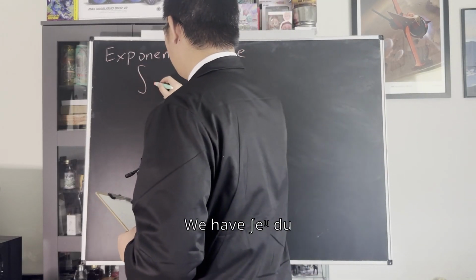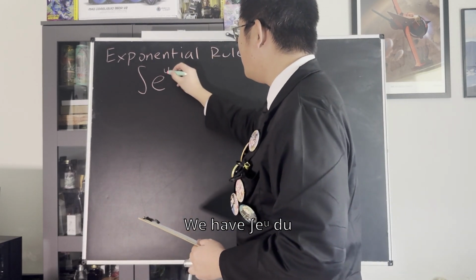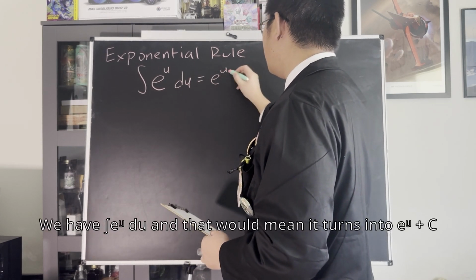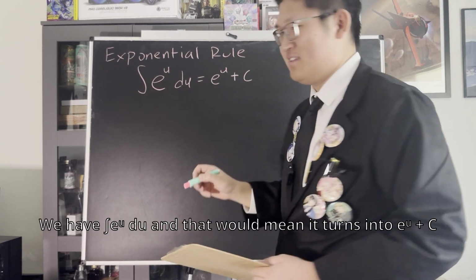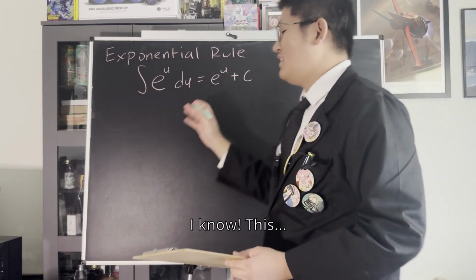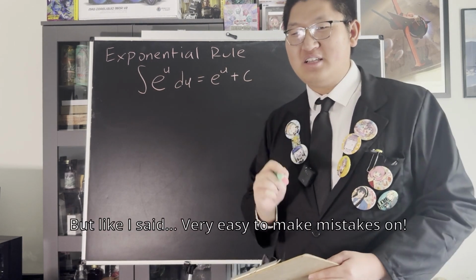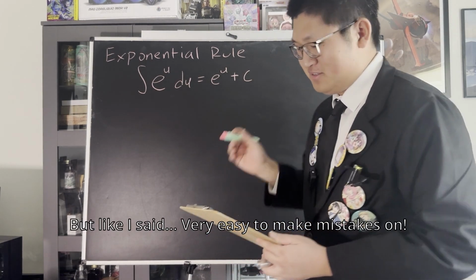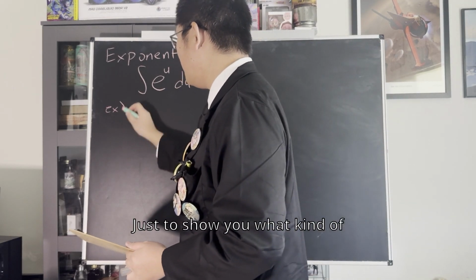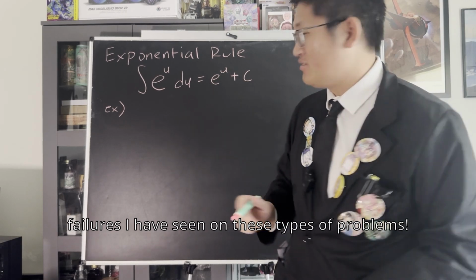We have the integral of the natural number e raised to the u power du, and that will turn into e to the u plus c. Ooh, real scary, I know. This is a rule that is very easy, but like I said, very easy to make mistakes on. So, why don't we do a very quick example here just to show you what kind of failures I've seen on these types of problems.